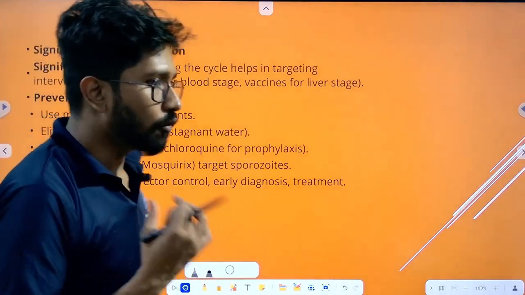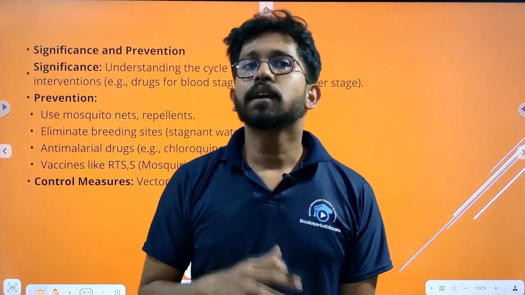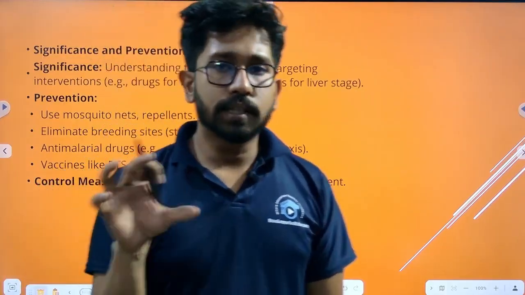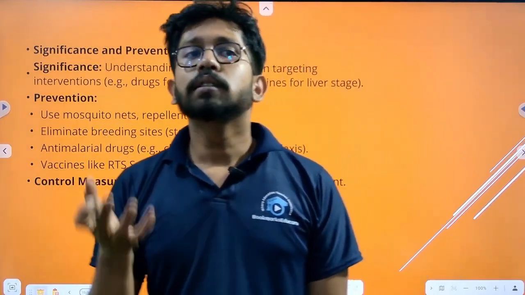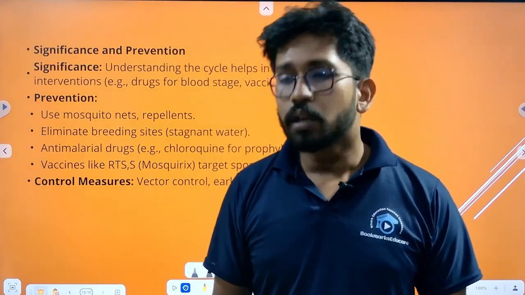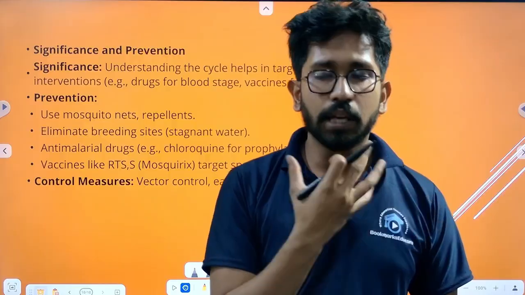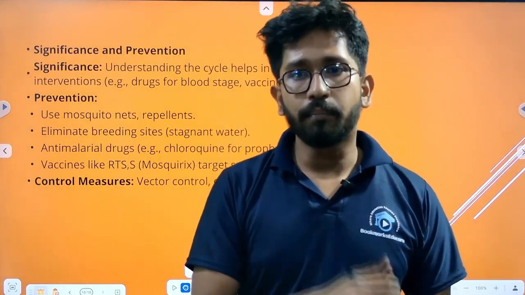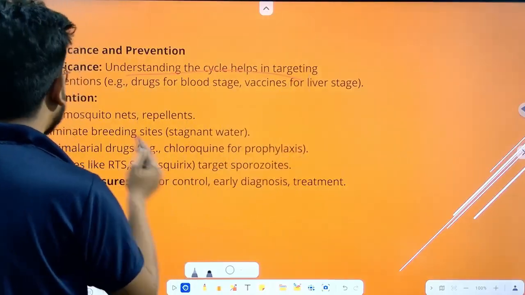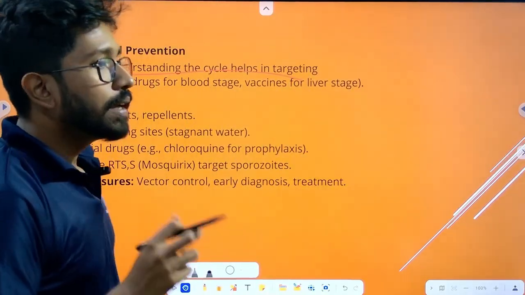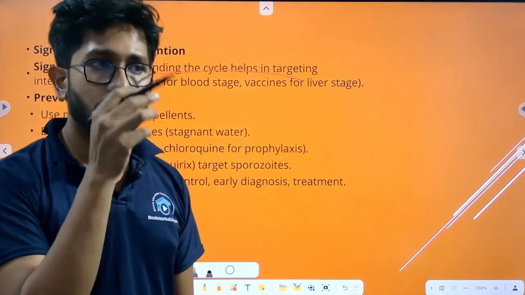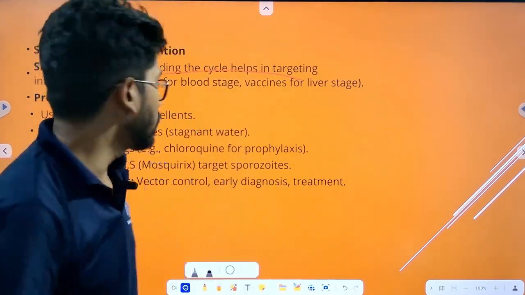Significance and prevention. Malaria is a disease which affects people throughout the world, and it is one of the diseases with the highest mortality rate. Although it is prevalent in the tropical region, because the tropical region is a very suitable habitat for mosquitoes. Because there are many more mosquitoes, the number of infected patients also increases. Understanding the cycle helps in targeting intervention, meaning we will use specific drugs based on the life stage in which the Plasmodium is existing.